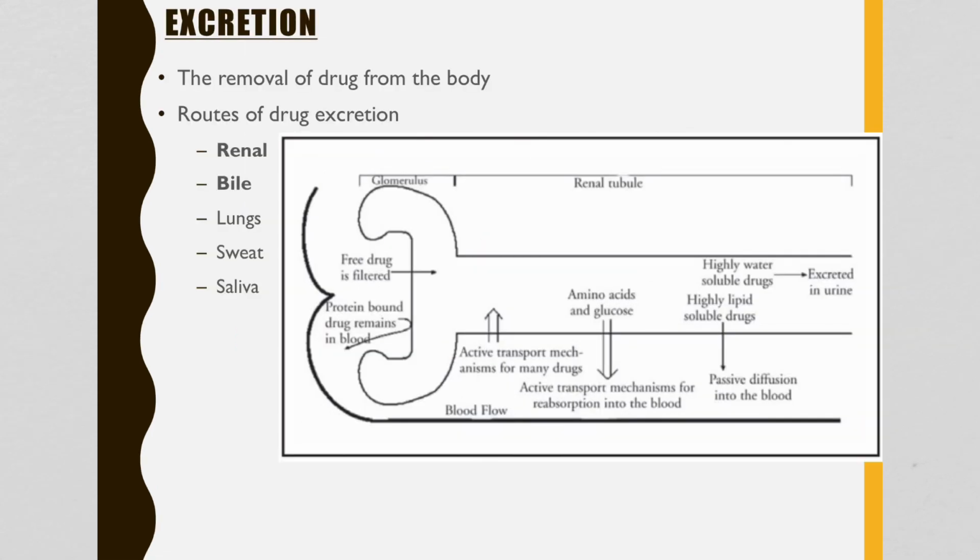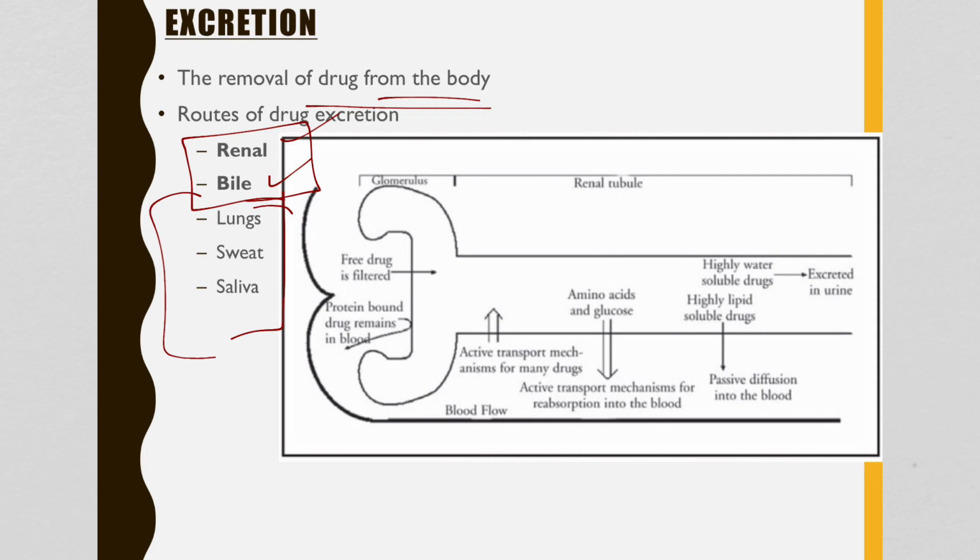So here's the excretion process. Excretion, if we were to define it, is the removal of the drug from the body, right? And there are many routes for drug excretion: renally through the kidneys, through the bile, lungs, sweat, and saliva, right? So with sweat, naturally, we could produce some of those metabolites and they could live on the skin. But the two most common ways that we see it happening are within the kidney and then in bile.